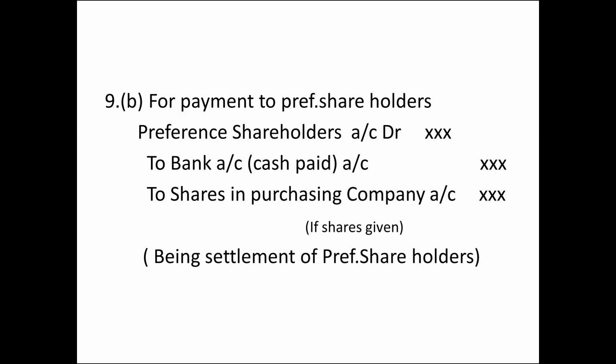For example, if cash is paid, then the entry will be preference shareholders account debit to bank account. Else, if the purchasing company is paying the preference shareholders preference shares of the new company, then the entry will be preference shareholders account debit to shares in purchasing company. So what you have to see is how the preference shareholders are settled. What is the sentence given in your sum? Accordingly, you have to choose the entry. This is the base entry, right?